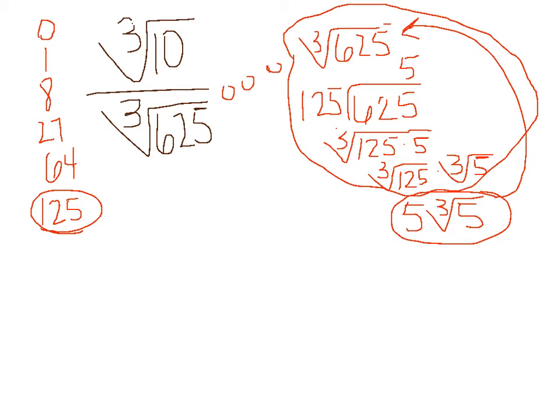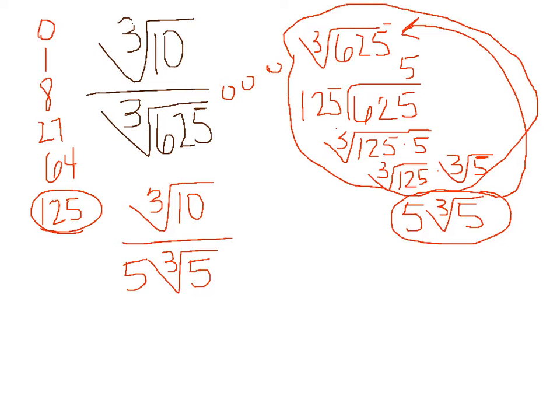So from here I'm going to rewrite my original problem as the cube root of 10 over 5 times the cube root of 5. It's still the same. I haven't changed anything moving from this step to this step. The only thing I've done is rewritten this in a little bit simpler way.